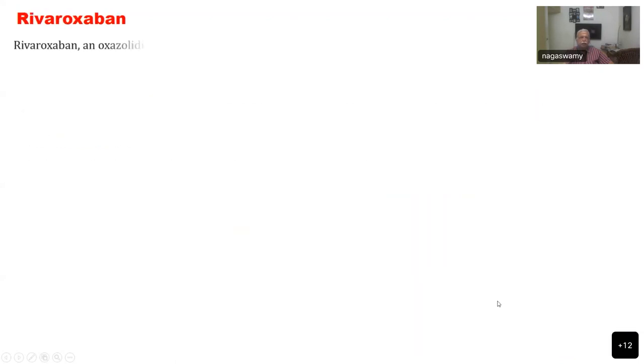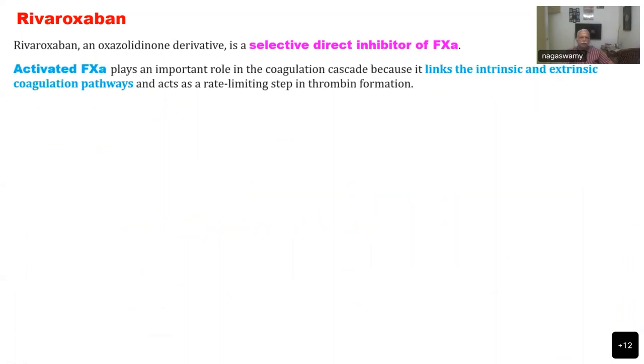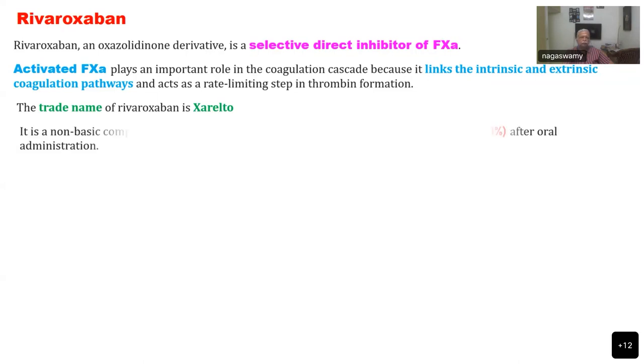And rivaroxaban is an oxazolidinone derivative and a selective direct factor 10A inhibitor. And activated factor 10A plays an important role in the coagulation cascade because it links the intrinsic and the extrinsic coagulation pathways as a rate limiting step. The trade name for rivaroxaban is Xarelto. There are other manufacturers with different names now, but this is the first one to come out.